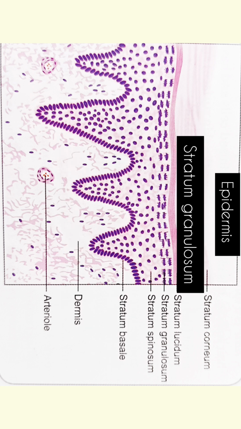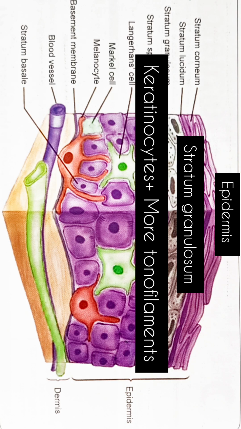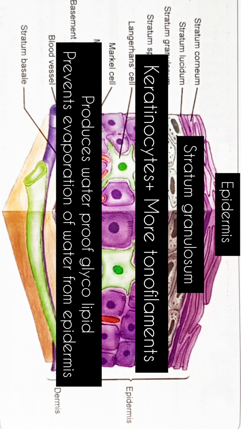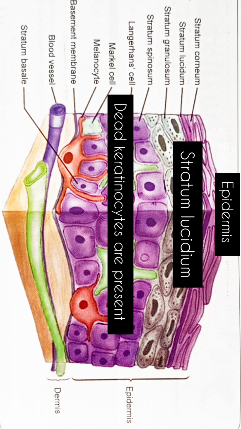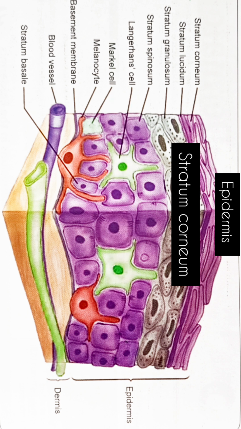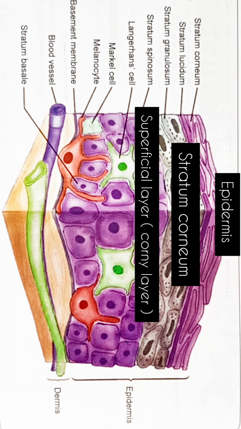Next comes the stratum granulosum. Here, keratinocytes are present along with more tonofilaments, and these keratinocytes secrete a waterproof glycolipid that slows down water evaporation across the epidermis. And now comes the stratum lucidum. Here only dead keratinocytes are present, and the superficial layer is known as the stratum corneum, also known as the horny layer.